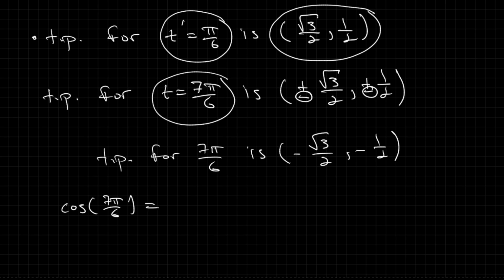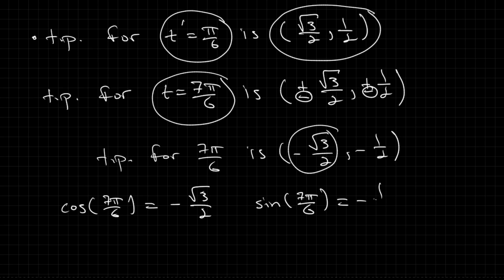And then we can finally answer the question of what is cosine of 7 pi over 6 and what is sine of 7 pi over 6. Cosine is just going to be the x-coordinate of the terminal point, so minus root 3 over 2. And sine of 7 pi over 6, that's just going to be the y-coordinate, which is negative 1/2.